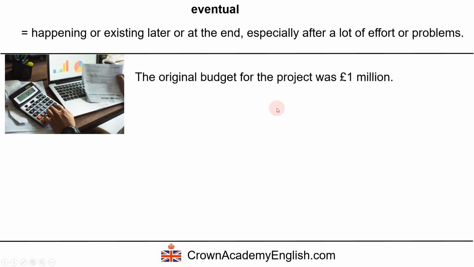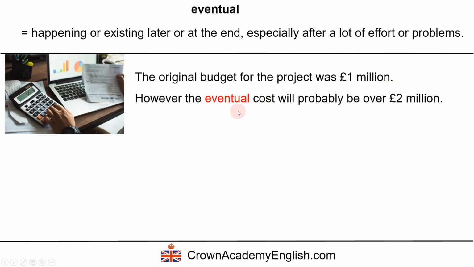So let me give you an example. The original budget for the project was £1 million. However, the eventual cost will probably be over £2 million. So there was a long project with several problems, lots of work, and the conclusion is at the end the cost will be over £2 million because of all the problems. It's similar to the word final. The final cost will probably be over £2 million. Okay?